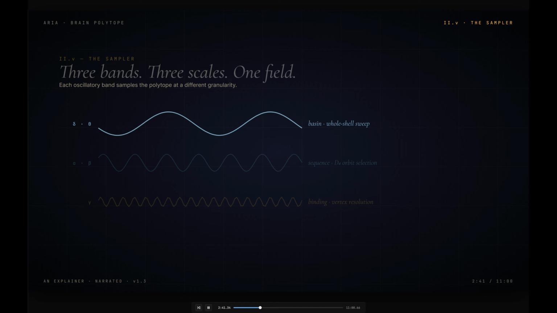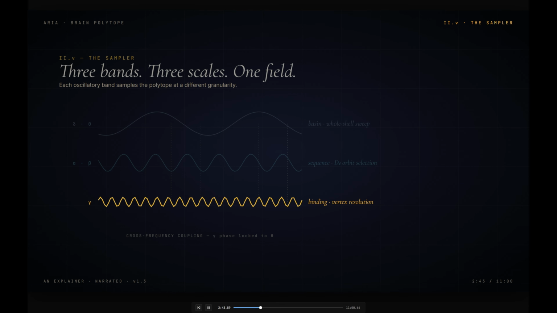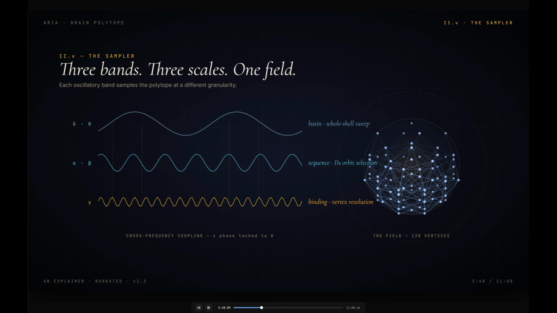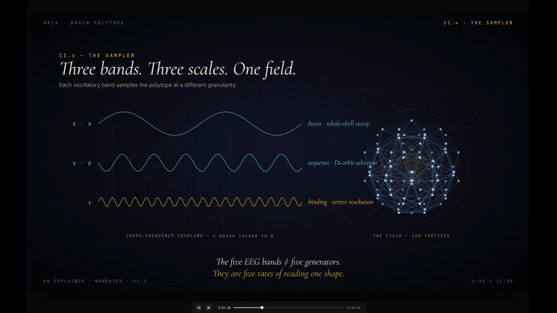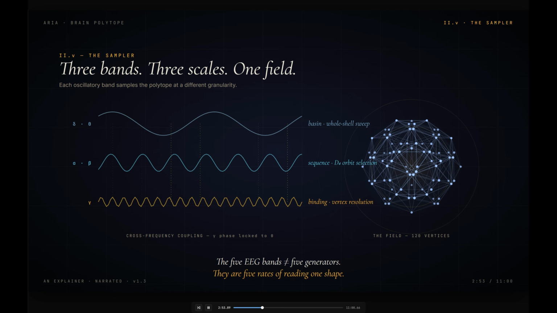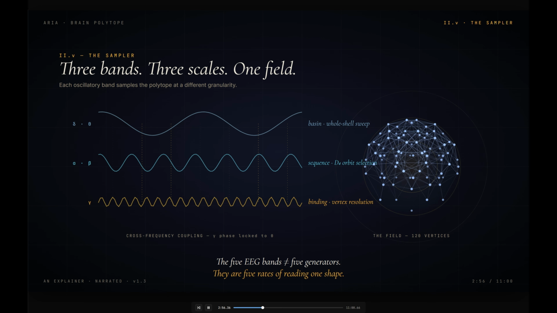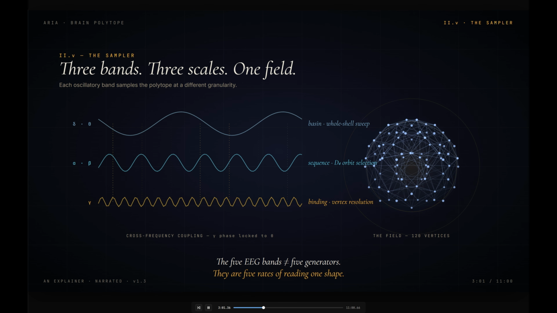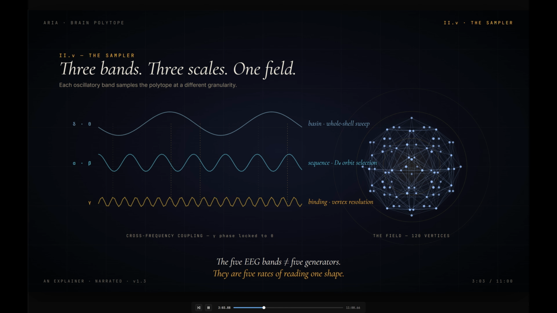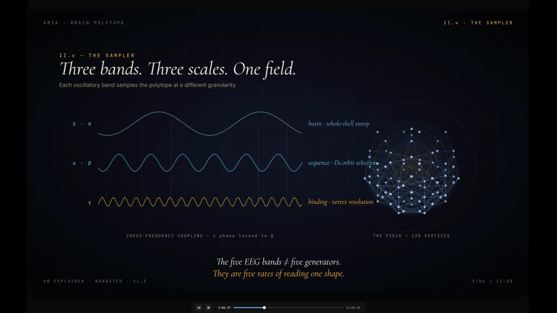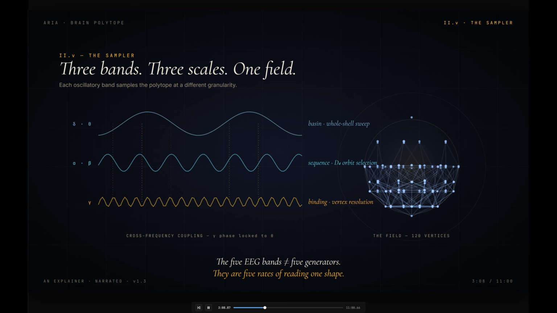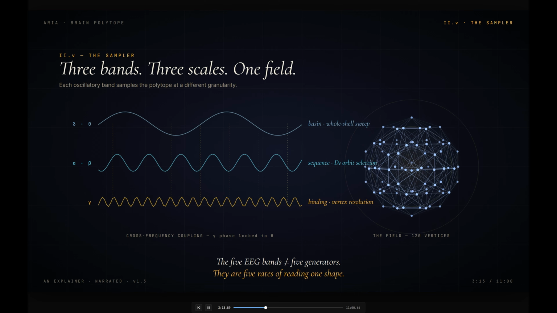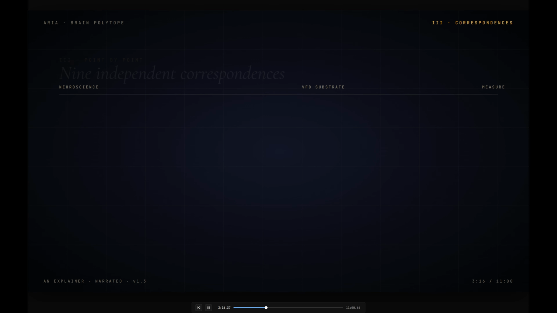This changes how we interpret brainwaves. Instead of saying there are 5 separate EEG generators, delta, theta, alpha, beta, and gamma, we can ask a different question. What if these bands are different rates of reading one underlying shape? Slow bands sample broad basins and whole shell structure. Mid-frequency bands select sequences and orbits. Fast gamma activity binds local detail at near vertex resolution. Cross-frequency coupling then becomes more than a correlation. It becomes a sampling hierarchy. The cortex reads the same field at different scales.